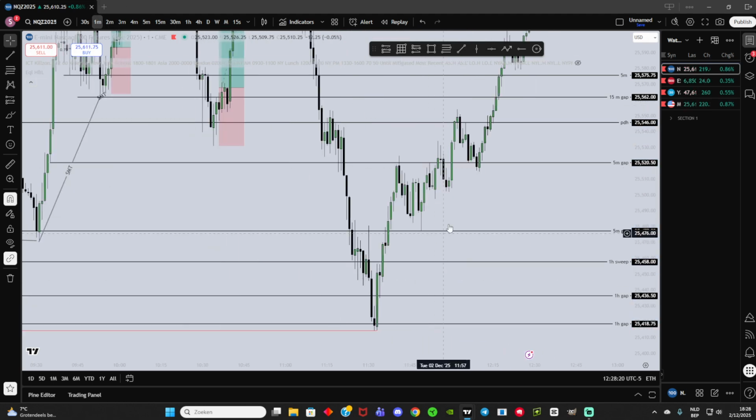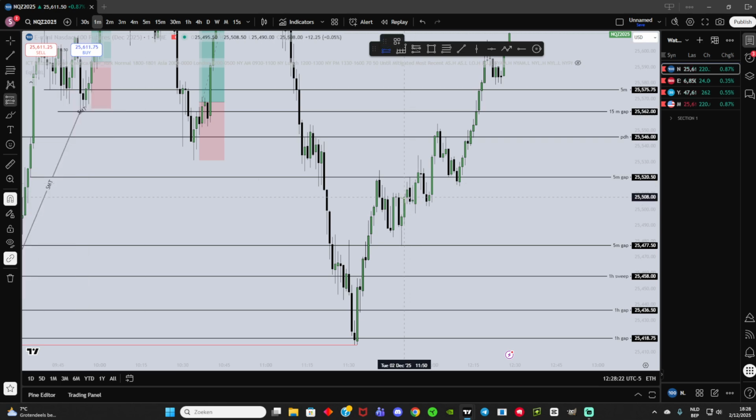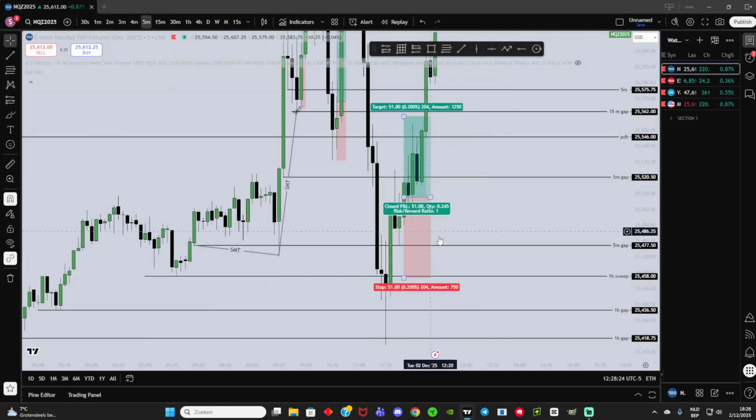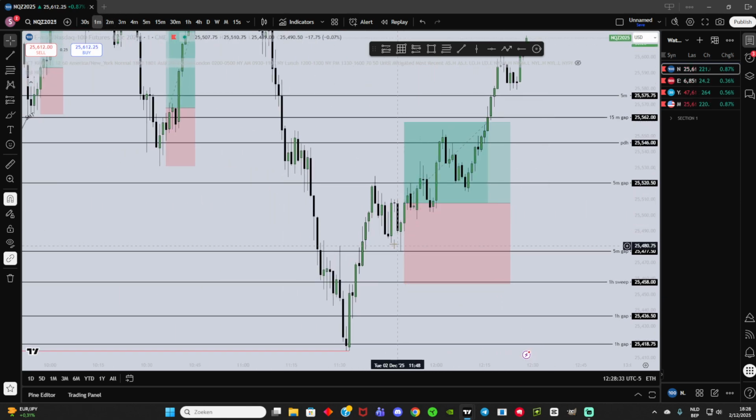Super nice setup as well. After that, we had a continuation off of a 5 minute gap here. Like this PA was super nice. We tapped that 5 minute gap. We inverse here, inverse the 5 minute as well. So that is super nice confirmation. Sweep into that 5 minute gap.